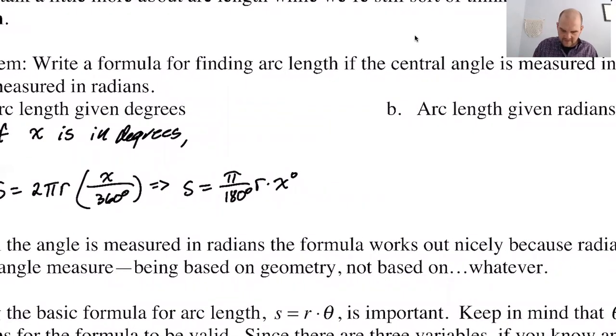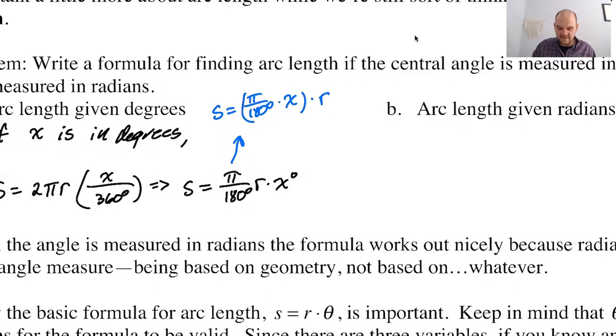You can rearrange it a little bit and say that S is pi over 180 times x, and then times r. What's pi over 180 times x? That's just taking x in degrees and converting it to radians.